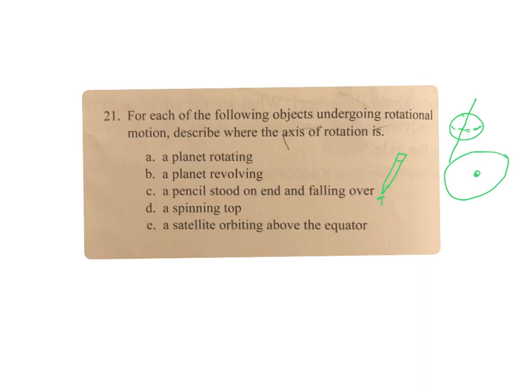A spinning top, for the spinning top, the axis of rotation would be a point that makes a line through the middle of the top. And then a satellite orbiting above the equator, the center of rotation would be through the center of the Earth. All right. So that is number 21.